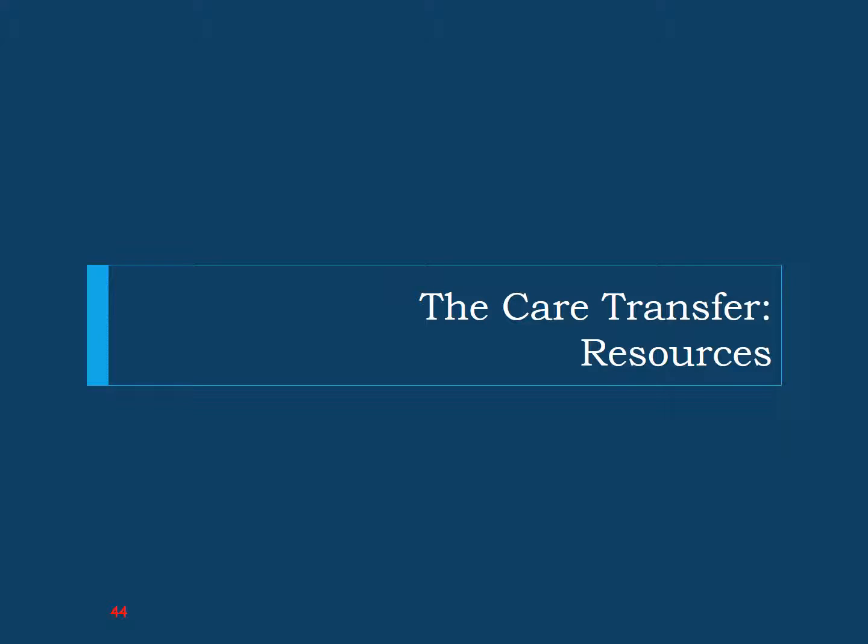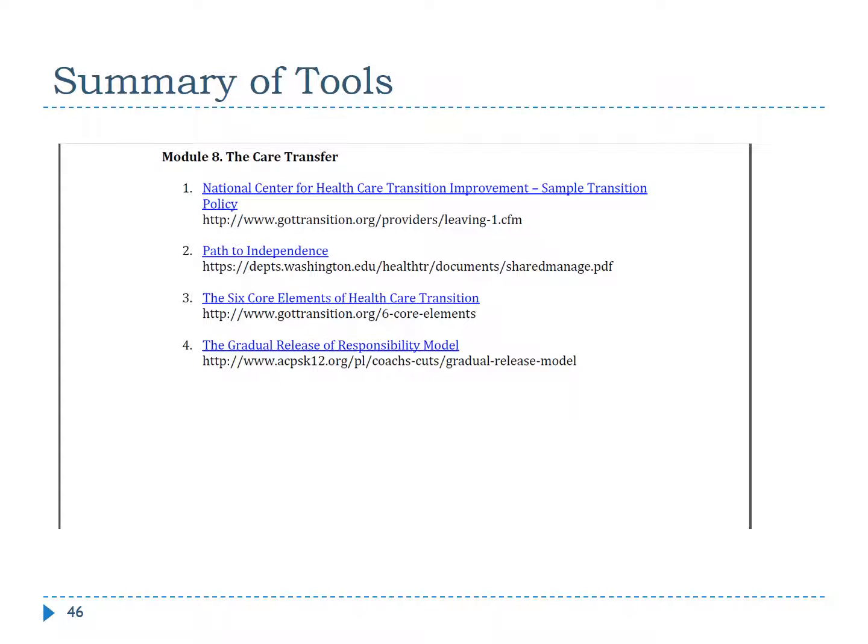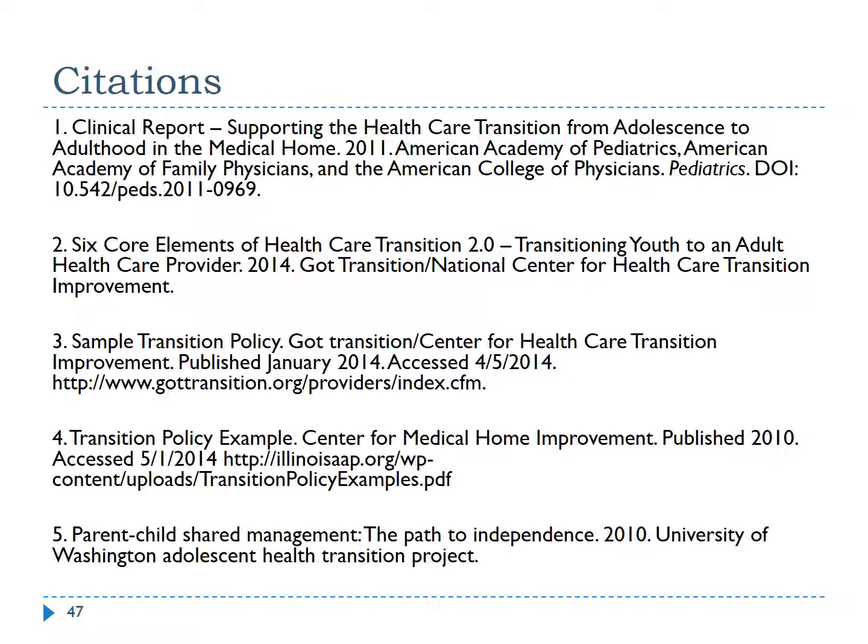Before closing this module, let's look at resources for your school. The ultimate goal of transition preparation is a smooth transfer to adult medicine that provides continuous and accessible care for the student. Use the links from this course's toolkit to access the tools from this module. The next module reviews key points and resources from the entire course. You can pause here for a break or continue automatically into the next presentation.